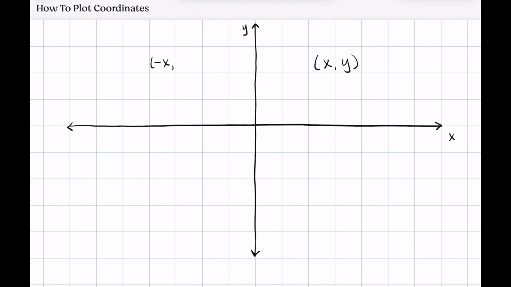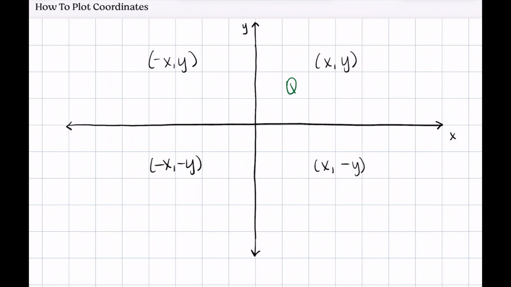So looking at the top right, both coordinates would be positive here. Our x's are positive and our y's are positive. When we go over to the left one, we'll see here that our x's will be negative and our y is still positive. When we go down to the bottom left, we have both our x and y being negative. And then for the bottom right, our x's are positive, but our y's are negative.